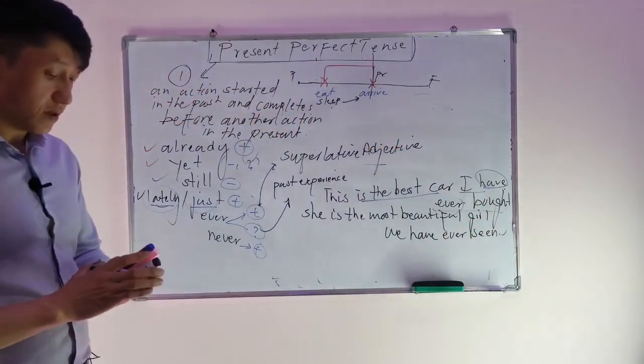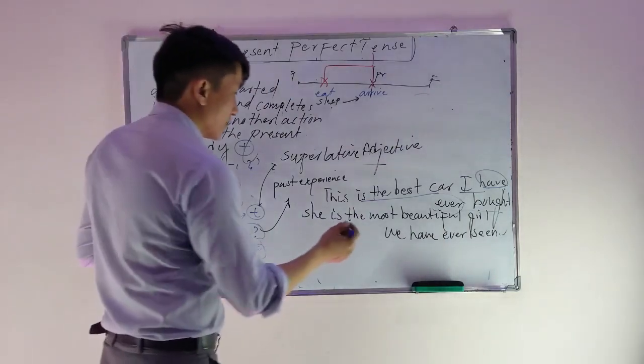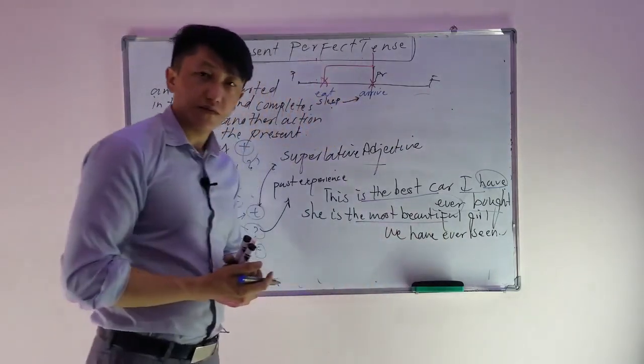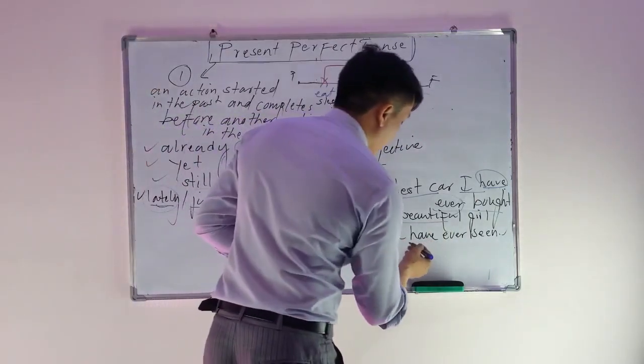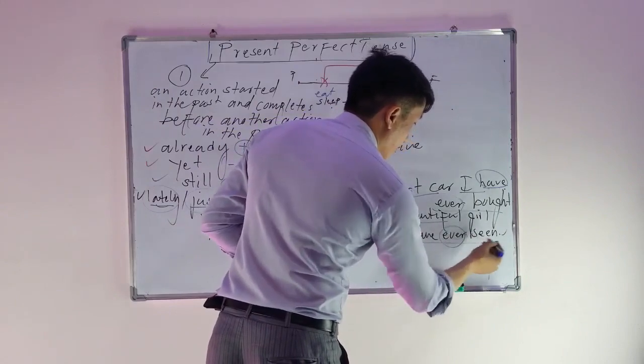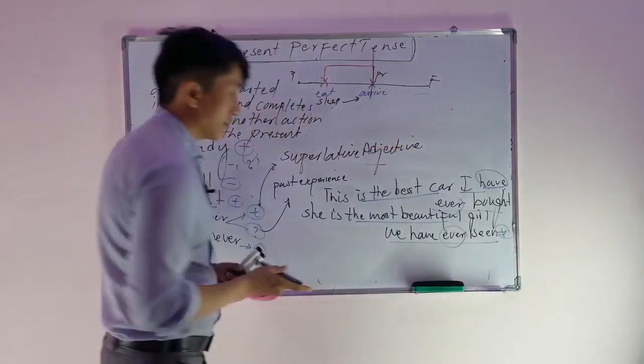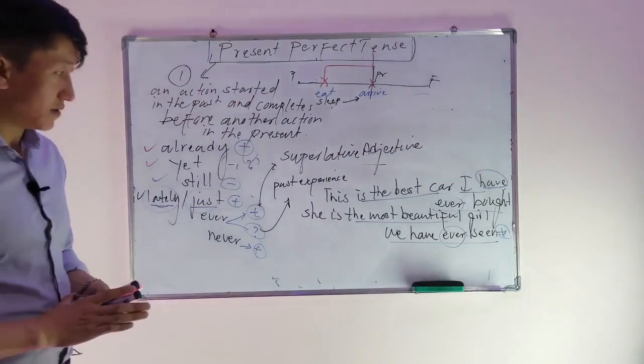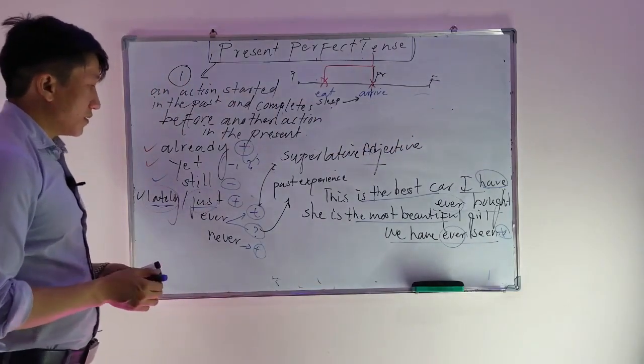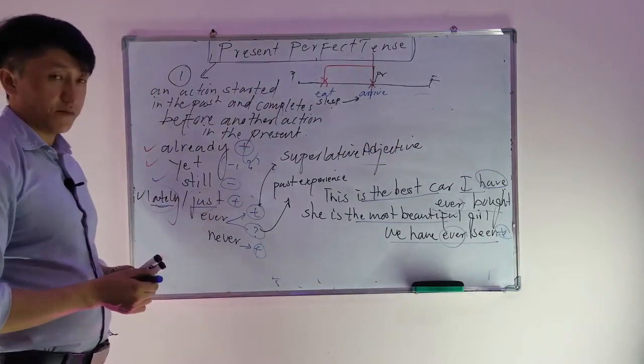She's the most beautiful girl we have ever seen. Now in this sentence, the most beautiful girl is the superlative form of the adjective. Here, we have ever seen, so ever is used with a positive sentence. This is the present perfect, so we use it with a positive sentence, especially with the superlative form of the adjective.